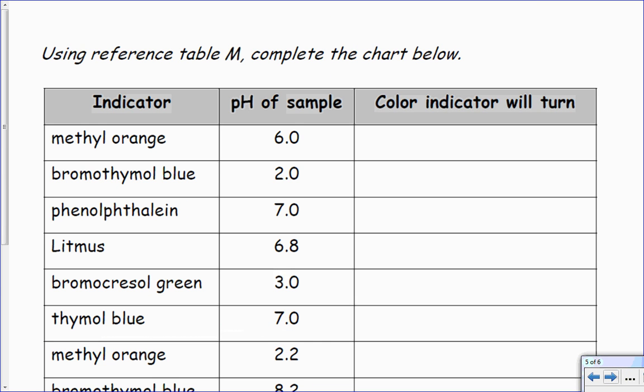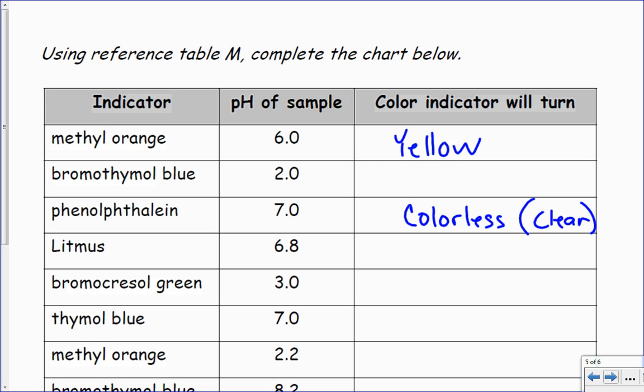So now we need to use table M to decipher what these particular indicators' colors are going to be at specific pHs. So we look at table M. I look at methyl orange. Methyl orange has a range from 3.1 to 4.4. 6 is higher than 4.4, and it says it goes from red to yellow. So at 6.0 it should be yellow. Phenolphthalein says from 8 to 9, colorless to pink. So at 7, it should be colorless because it's lower than 8. Colorless, or you could write clear.